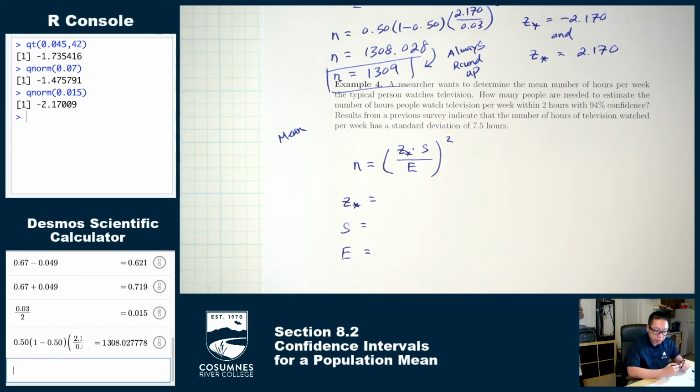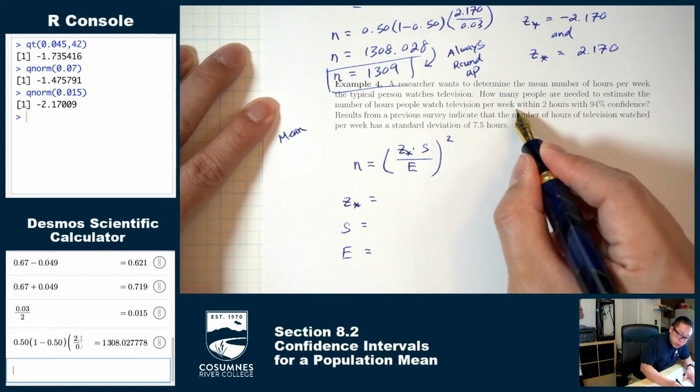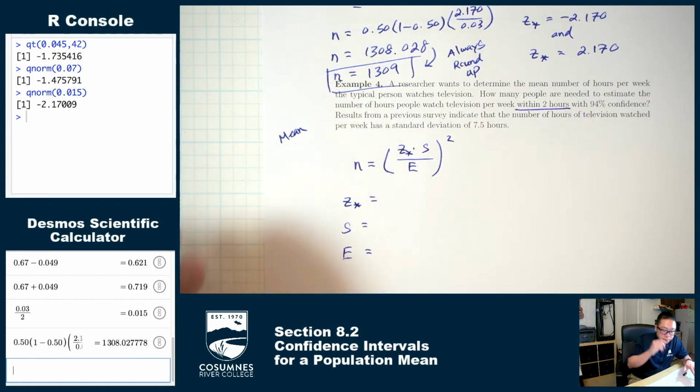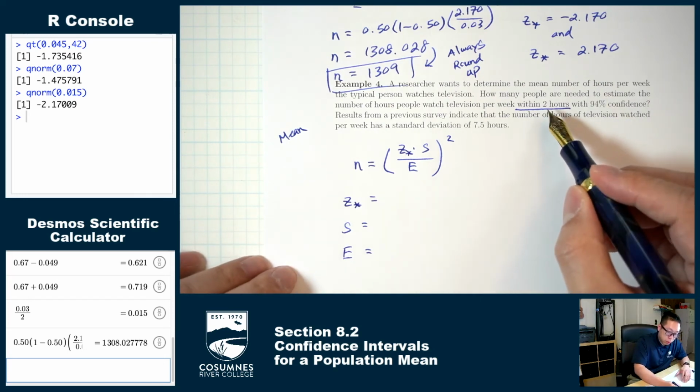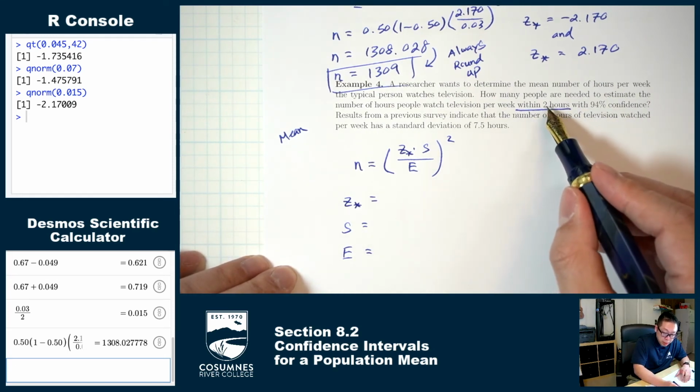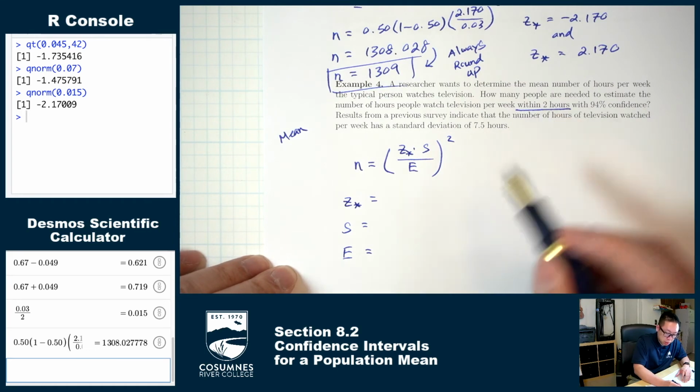Okay, so once again, I see that phrase "within 2 hours." That's telling you how close they want their estimate to be to the true answer. In other words, they're telling you they want to be plus or minus 2. So 2 is the margin of error. We're talking about means here, so you don't convert that to a decimal. It's just going to be 2.